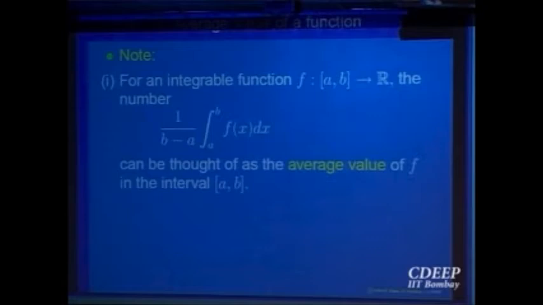Now here f is a function which is taking values f(x), so I have to add up the values of f(x), and they are not only infinite, something much more than infinite, f(x), x belonging to [a, b]. How do I add up these numbers? Integration is a way of adding these numbers. So this is the sum of those values. How many values are there? As much as the length of the interval. So interpreted that way, this number is called the average value of the function over the interval [a, b].